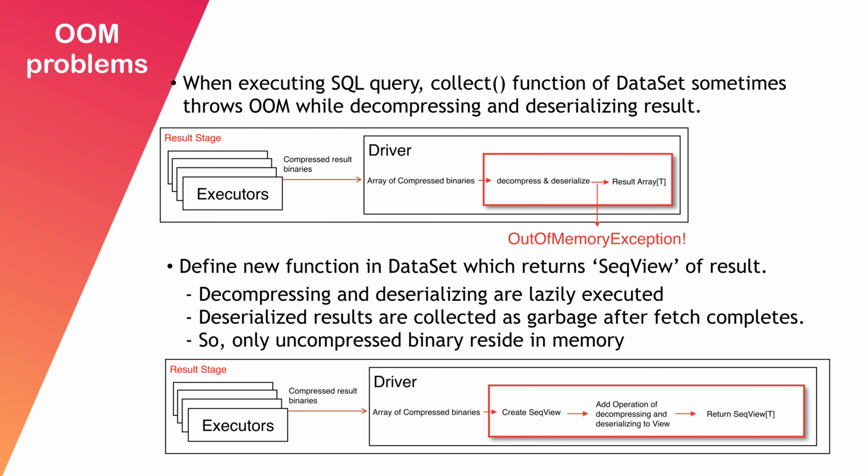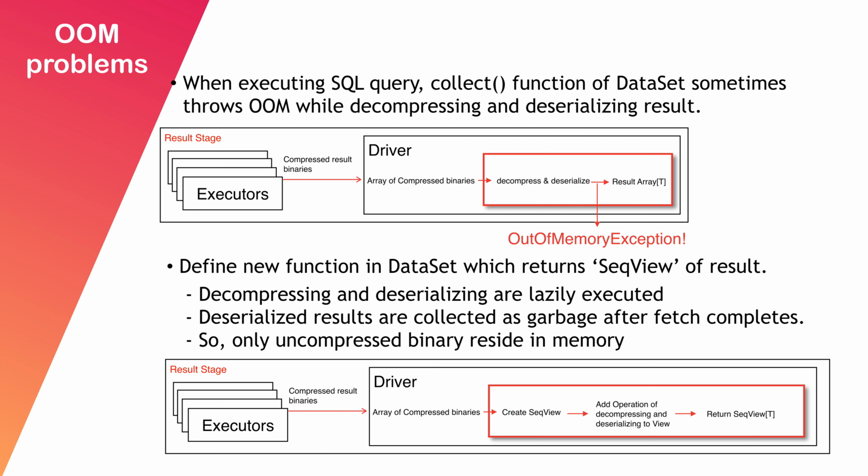Since we collect a huge amount of data with a single query, the Spark driver sometimes throws an out of memory exception. Most of the OOM is thrown during the decompressing and deserializing phase in the driver stage. Previously, executing a SQL query led to the collect function of the dataset. In the collect function, all of the rows are decompressed at once, so we could cause memory pressure to the driver.